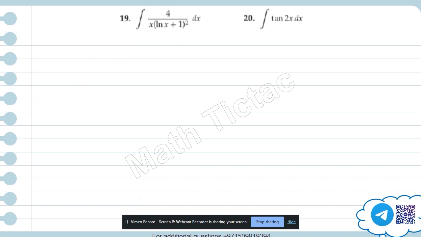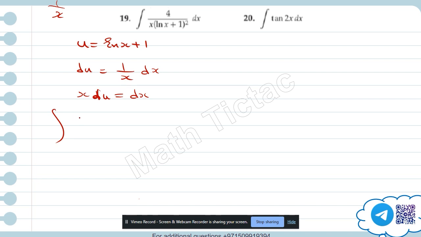Okay, so let's see this question. In here we have integration of 4 over x multiplied by ln x plus 1 squared. Now the derivative of ln x plus 1 is 1 over x, which we can find over here. We have x in the denominator. So my substitution, obviously, will be u equal to ln x plus 1. Now du equal to 1 over x dx, then x du equal to dx. Start with the substitution.